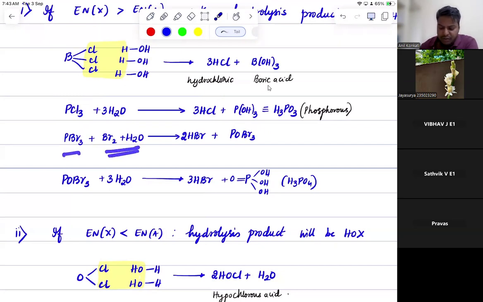PBr3 plus H2O will become 2 HBr and POBr3, and POBr3 on hydrolysis will give this.